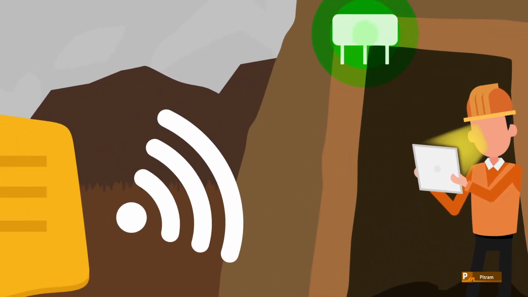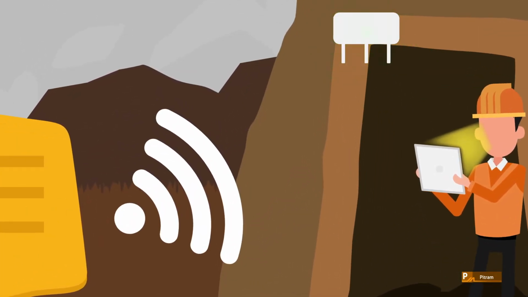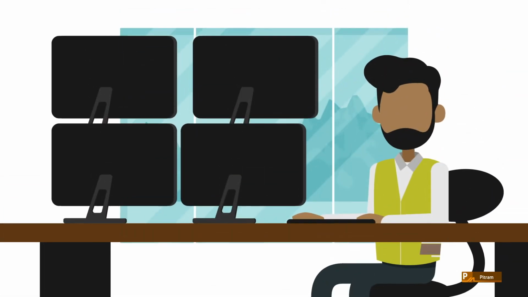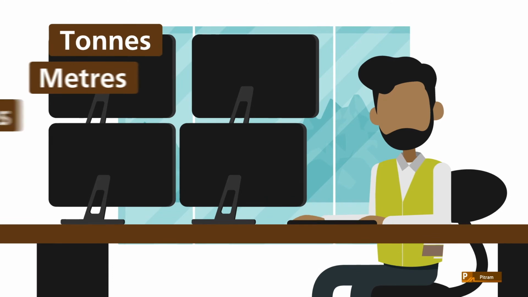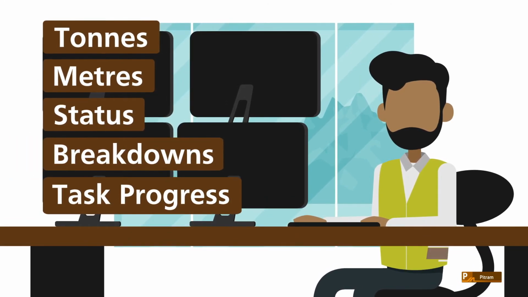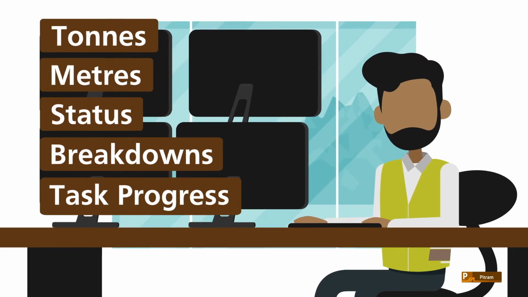Fitting equipment with Pitram's peer-to-peer service limits reliance on fixed and expensive Wi-Fi infrastructure. It allows sites to understand and control their operation at any point throughout the shift, through a single source of truth for all operational data with real-time accuracy.